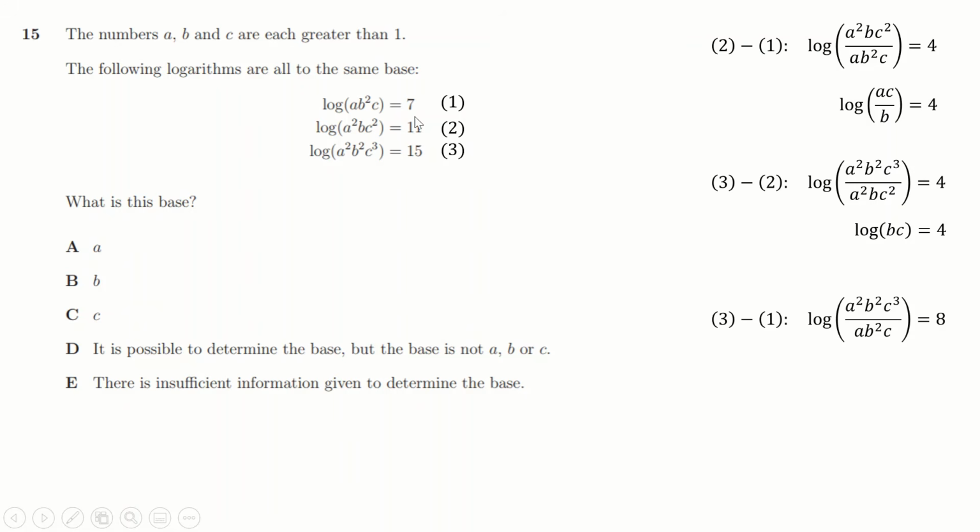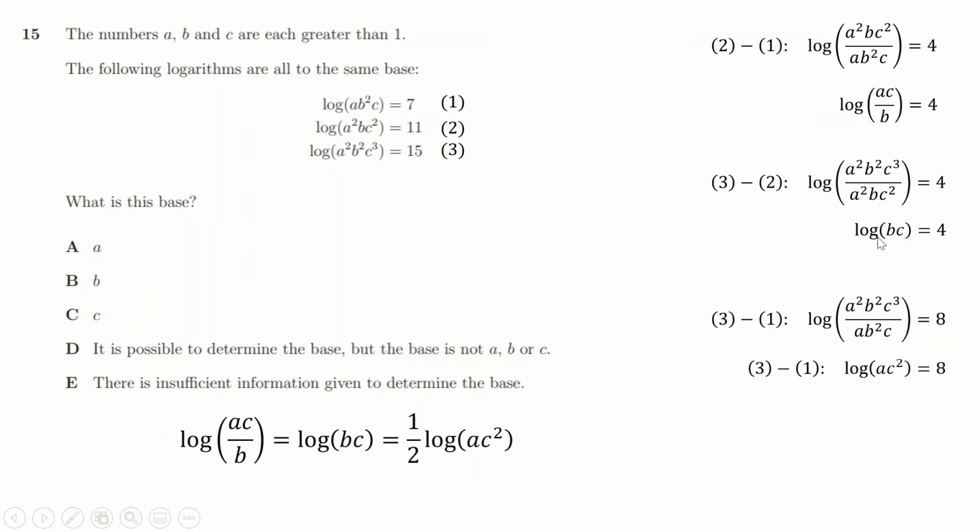Same kind of thing, 15 take away 7 is 8 this time. I cancel all of these things in here and you get that. Now what am I going to do with this? Well, I notice both of these equal 4. So that means that log of AC over B equals log of BC, which also actually I guess equals half of this I've written, but I don't think I'm going to end up using that.